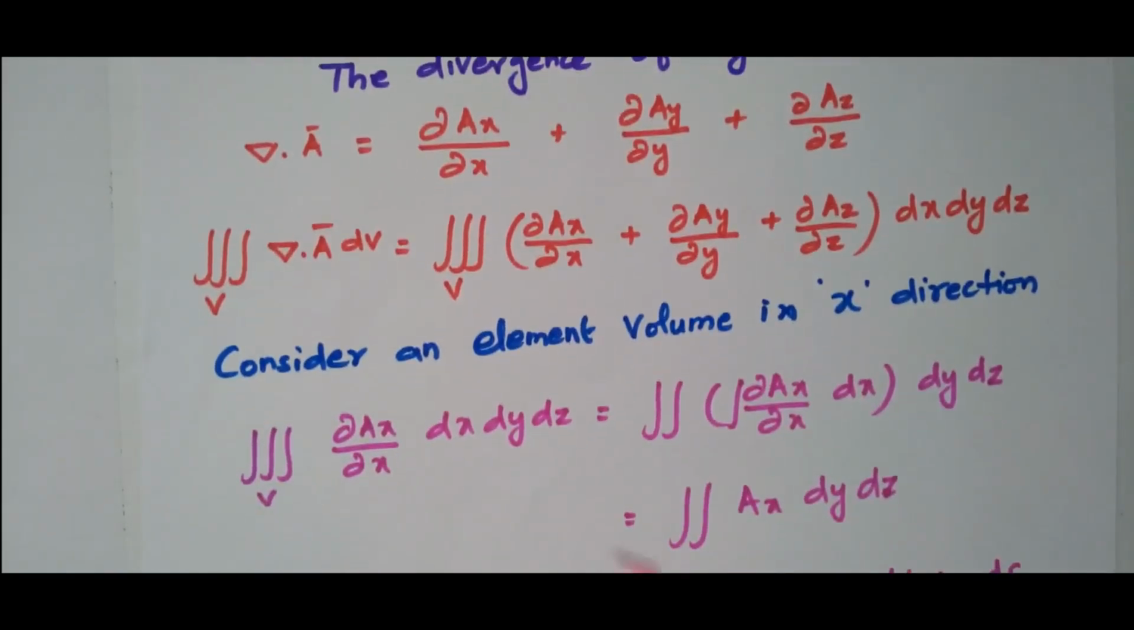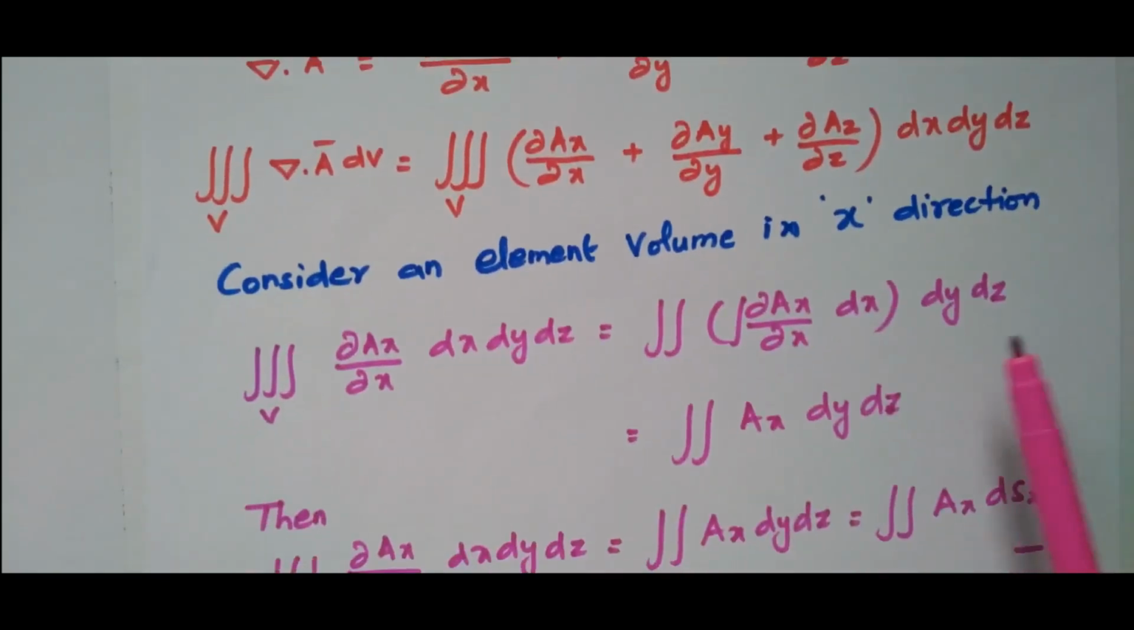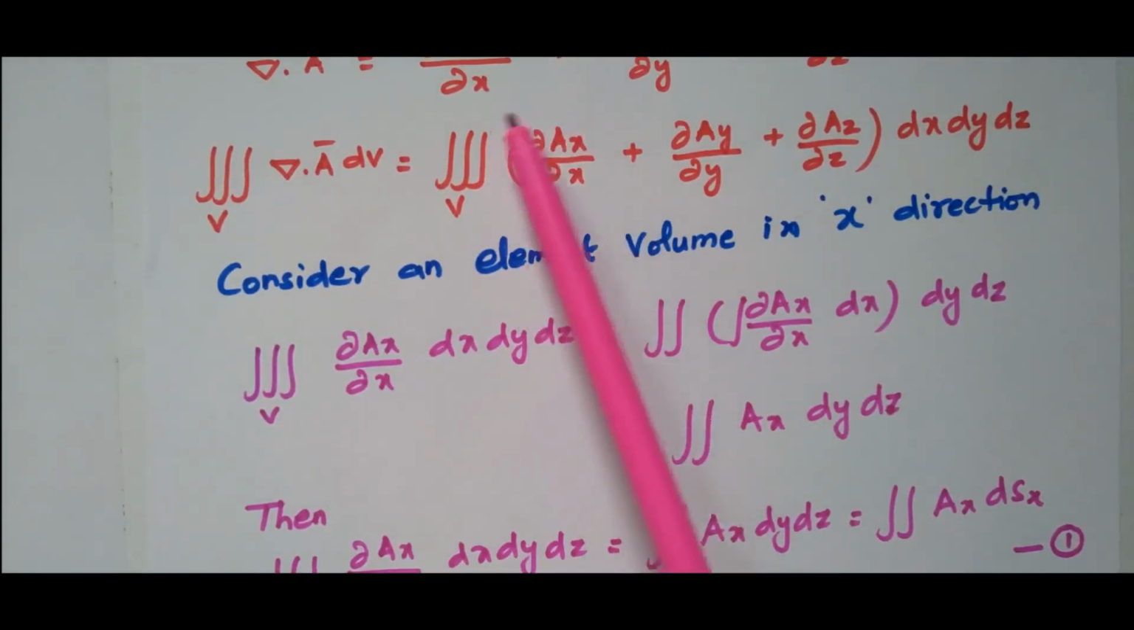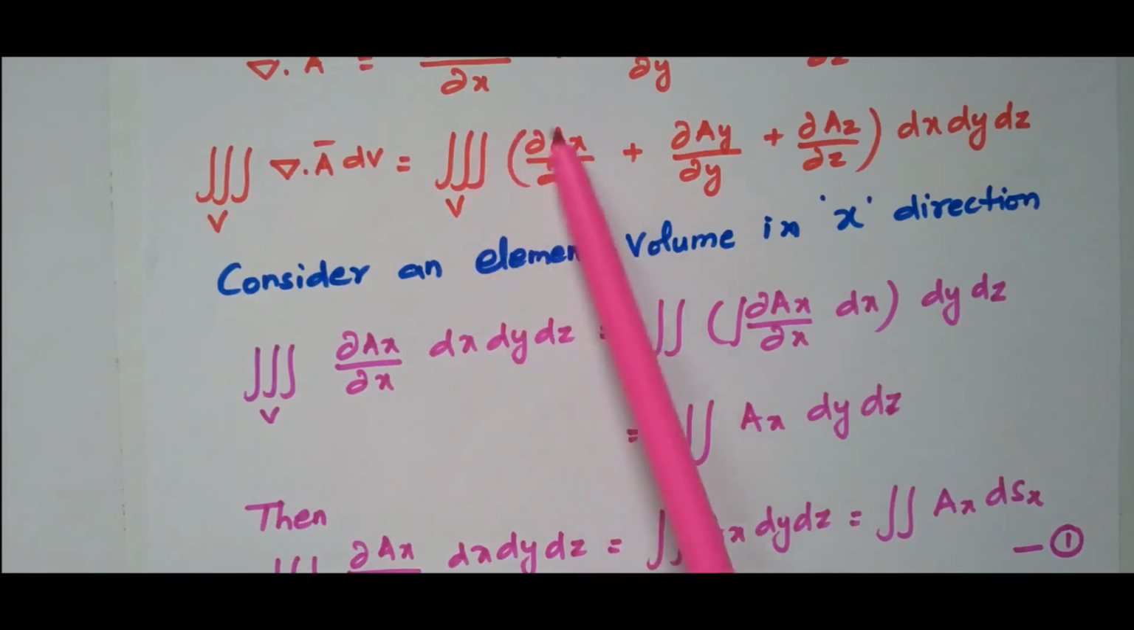First we will consider the x direction. Consider an element of volume in the x direction. Then we'll go to y and z. First we will consider only the x direction, right? So triple integral dou Ax by dou x into dx dy dz, right? We consider only this parameter in the x direction, right?